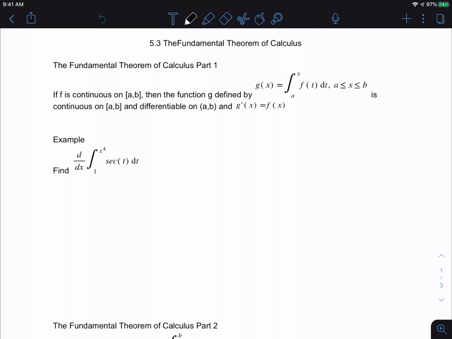So this is 5.3, and this is the fundamental theorem of calculus. You think this is important? This is what this class is all about. So it's a big, big deal.